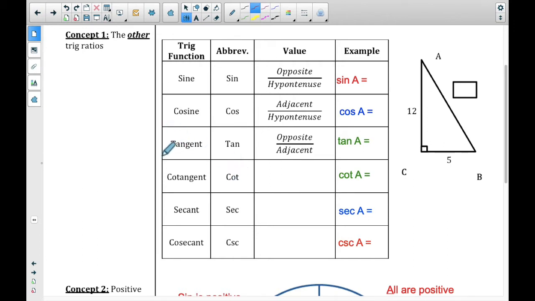So for instance, cotangent is the reciprocal of tangent, and secant is the reciprocal of cosine, and cosecant is the reciprocal of sine. So if you keep them all in order, then it's pretty easy to remember which ones go together, and you just have to flip the other one around to get it. So let's just start remembering with sine, cosine, tangent.